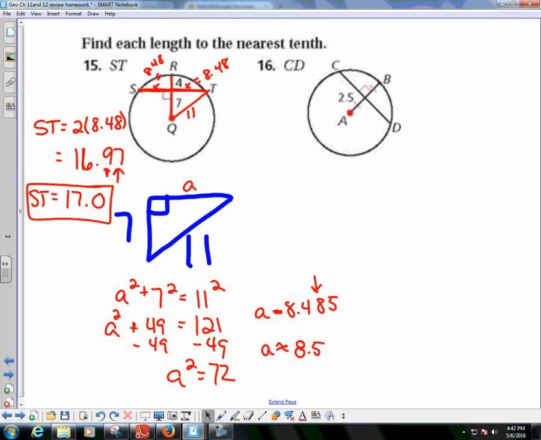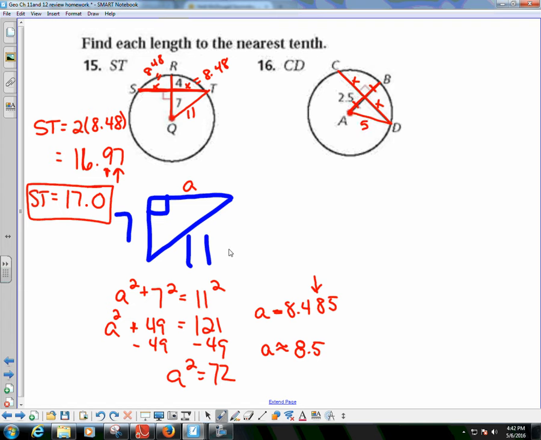For problem number 16, we have to find CD. On this, I need to find this entire length. I'm going to go with this as a right triangle and then double things. It's got some congruent markings. It says that this is congruent to that. If this is 2.5, then this is 2.5, which means the radius is 5.